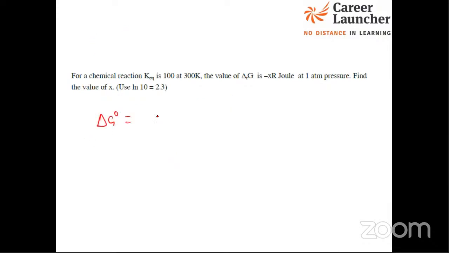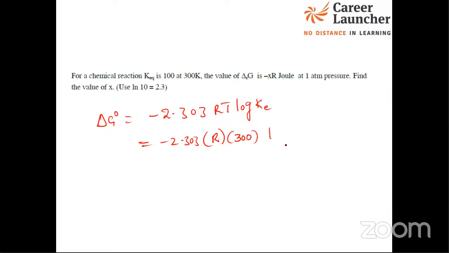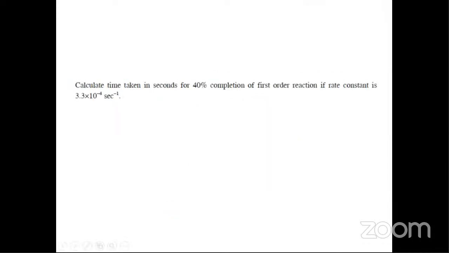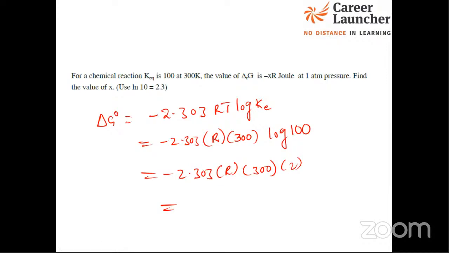Delta G naught is equal to minus 2.303 RT log K equilibrium. R you can keep in the R form. T is 300. K is 100, and log 100 is 2. So 2.303 into R into 300 into 2 is the answer. You can leave it in terms of R. The remaining part comes to approximately 1380.